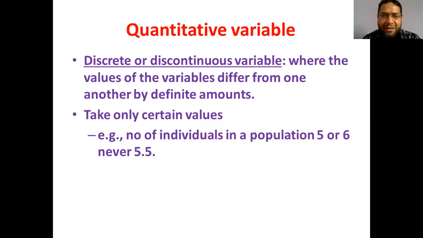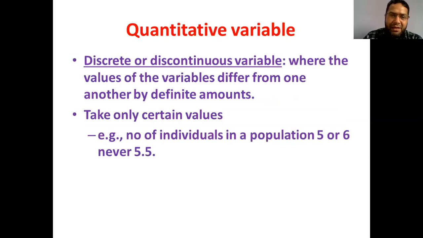Again, a quantitative variable may be discrete or discontinuous. That means the values of the variable differ from one another by definite amounts. For example, the number of individuals in the population can be 5 or 6, or we can see the boys or girls in a class, it can be either 20 or 21.